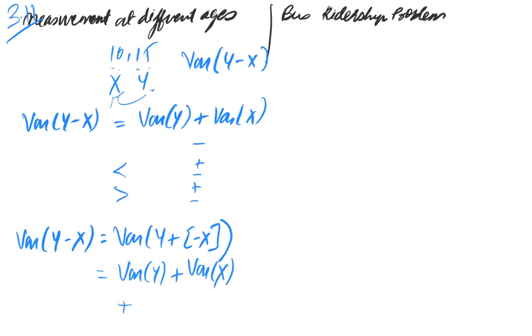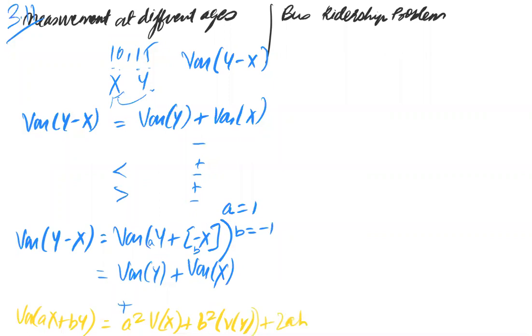Now make sure you know this. This is A, this is B. So A is equal to 1, B is equal to minus 1. And I have written this down earlier that variance of AX plus BY is A squared variance of X plus B squared variance of Y plus 2 times AB covariance of X comma Y.